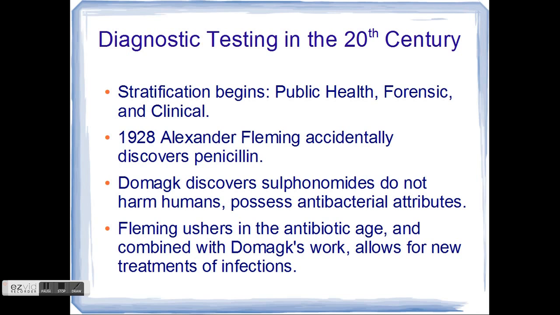In 1928, Alexander Fleming accidentally discovers penicillin. Domagk discovers sulfonamides do not harm humans and possess antibacterial attributes. This combination allows Fleming to usher in the antibiotic age, and combined with Domagk's work, allows for new treatments of infections, because not only do you have the antibiotics, but you have the sulfonamides.